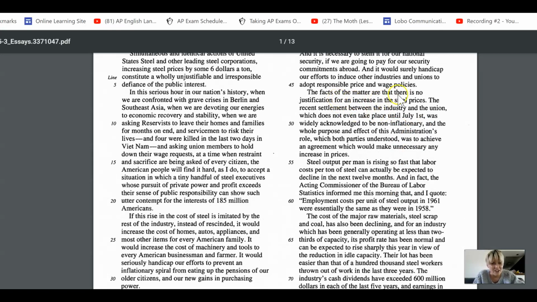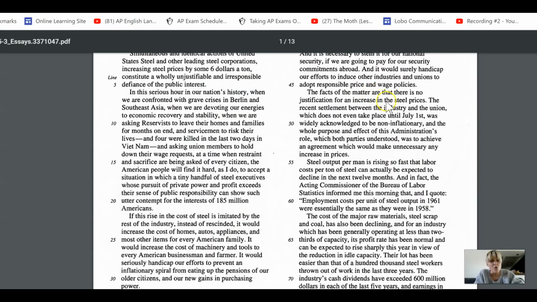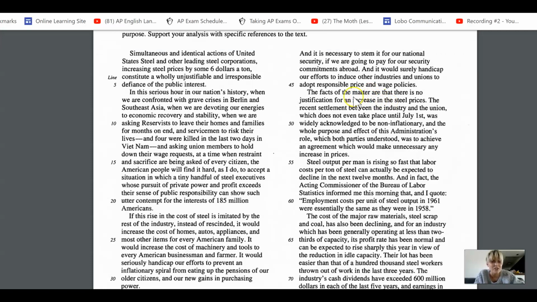The facts of the matter are that there is no justification for an increase in steel prices. So now he's shifting gears a little bit. Notice how he's gone through like all the problems and harms of it. Now he's shifting gears into how can we even justify it? Like if you have a justification, let me address that. So he's going to address the other side here.